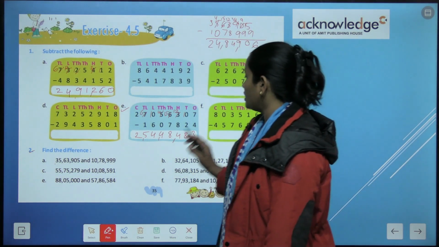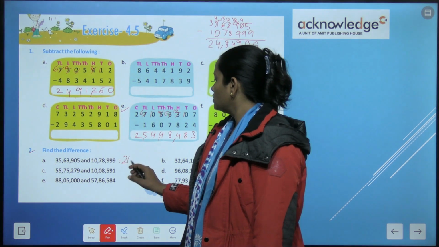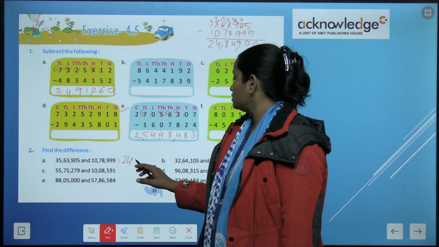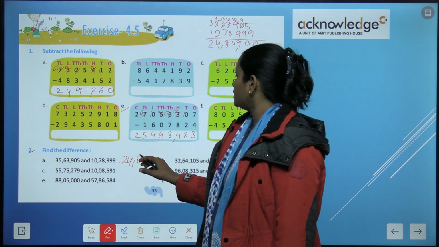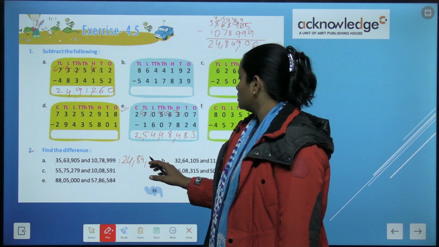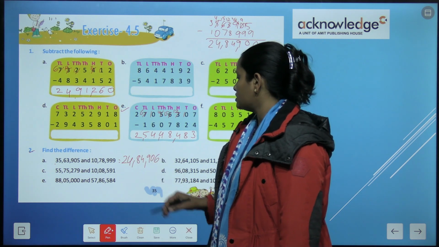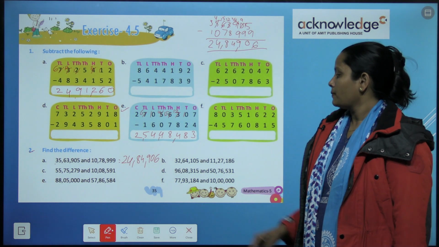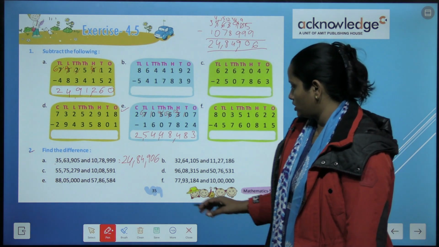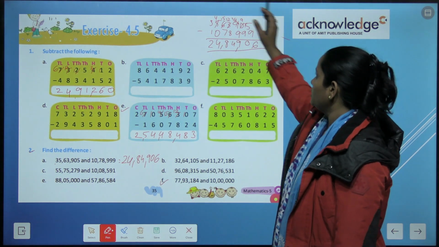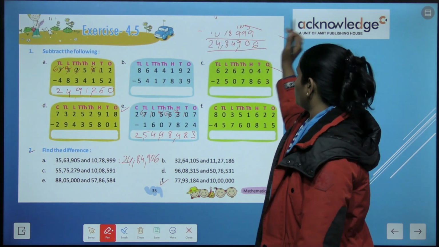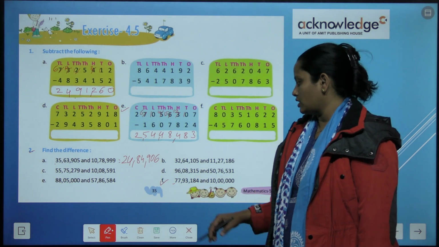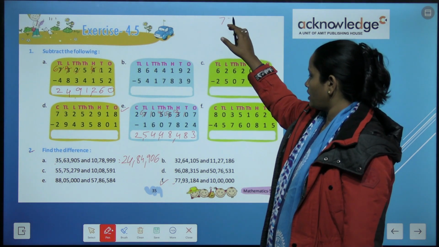So children, here the answer is 24 lakh 84,906. So this is your answer. Now let's do this question number 8. Similarly, children, you have to do the rest of the questions. So here, which one is greater? This one is greater. So let's write.